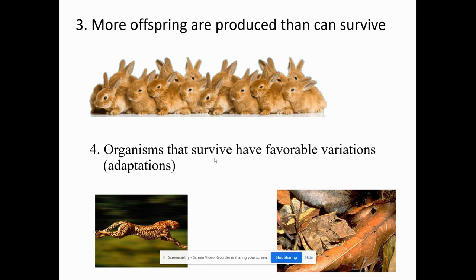Number 3, more offspring are produced and can survive. So kind of incorporating that struggle for existence. And then those that do survive have the favorable variations. Okay, they have those adaptations that allow it to survive. So you can see the cheetah down here, right? Speed allows them to catch more prey, better adaptation, survives. Or this frog, see it right in there.